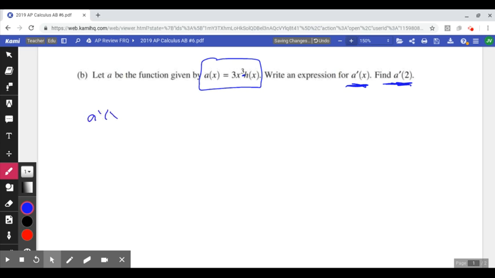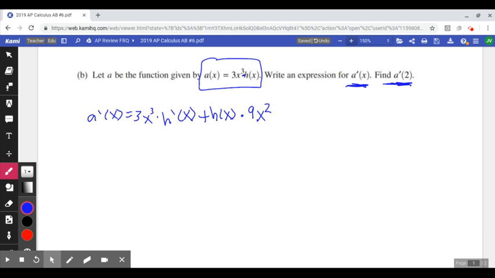So a prime of x will be equal to 3x to the third power times h prime of x plus h of x times 9x squared. You're actually going to get 2 points on the exam for writing that. You'll get a point if you have something that looks like the product rule. You'll get a point if you find the actual a prime of x, or the expression for a prime of x. I wouldn't do anything to this one right here.